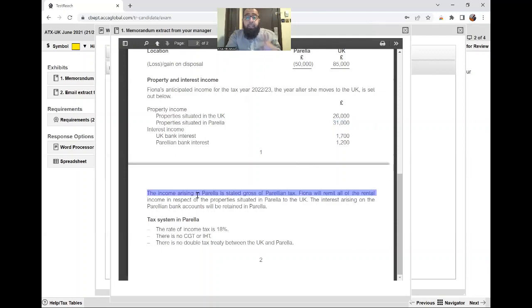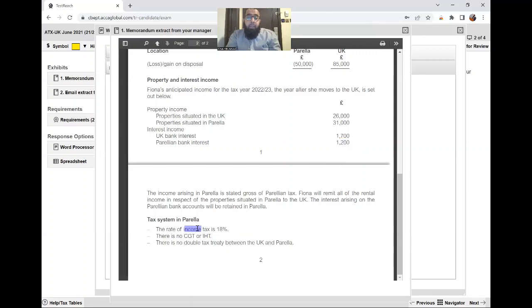See, the income arising in Kerala is stated gross. Fiona will remit all of the rental income. This Kerala rental income will be remitted. The UK amount is already in the UK. The rental income of 31,000 will be remitted. The interest arising on the Keralian bank account will be retained in Kerala. This means that 1,200 will remain unremitted.